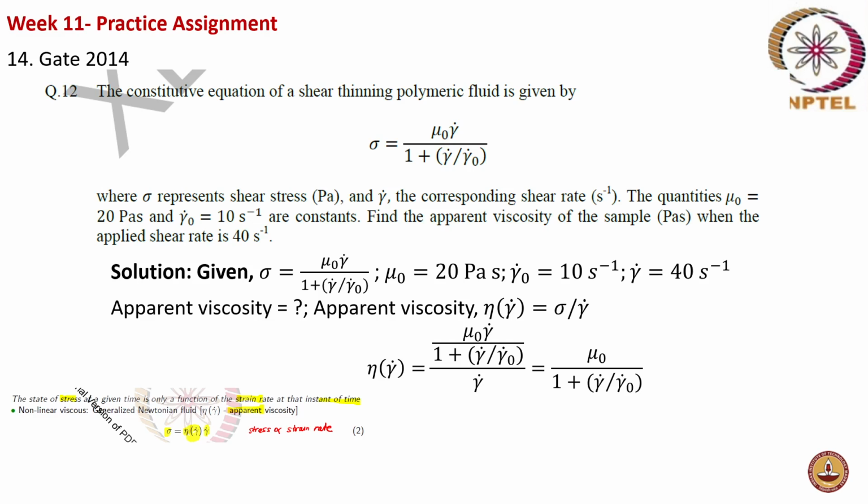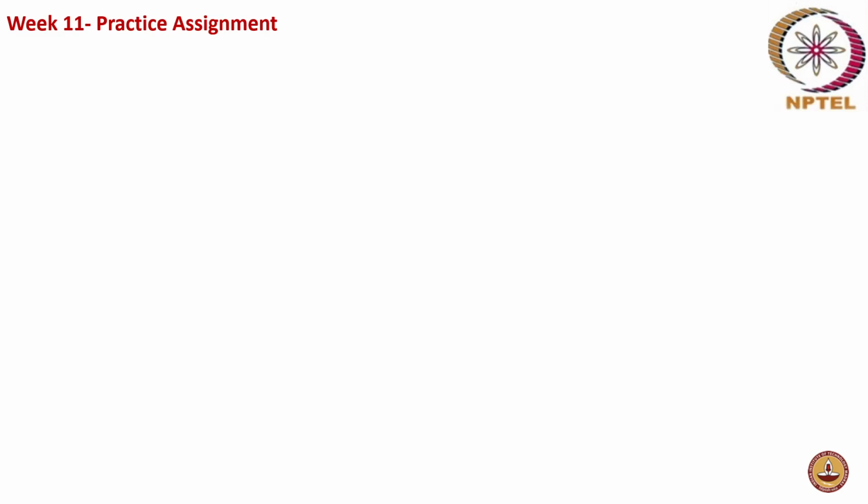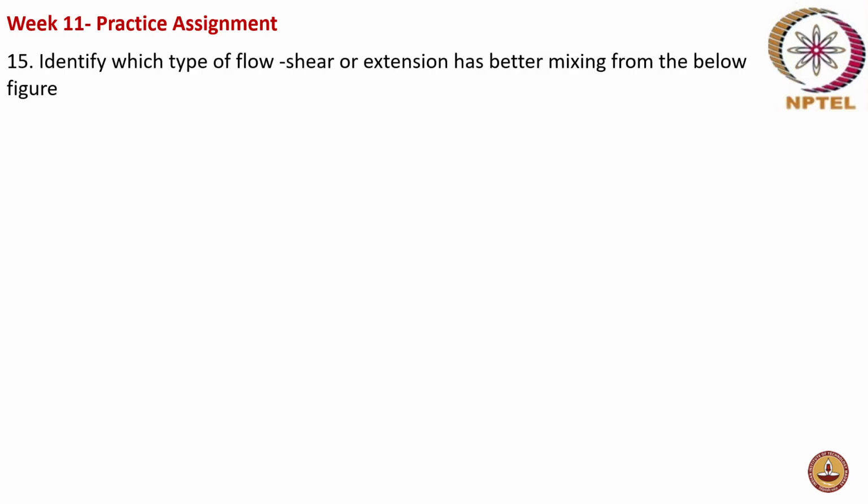So you have the value of mu naught, which is 20, divided by 1 plus gamma dot is 40 second inverse, gamma naught dot is 10 second inverse. So 20 by 1 plus 40 by 10, which is 20 by 1 plus 4, which is 20 by 5. You will end up with the apparent viscosity equal to 4 Pascal seconds. Okay. This is a very simple problem. Next.